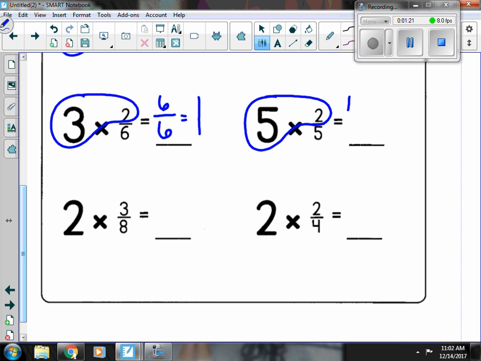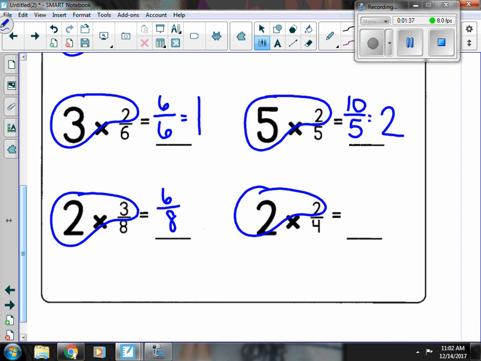5 times 2 is 10/5. And 5 goes into 10 two times. On this one, 2 times 3 is 6/8. And on our last one, 2 times 2 is 4/4, which is the same thing as 1 whole.